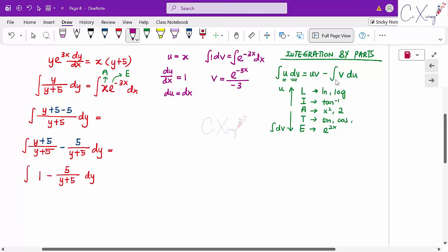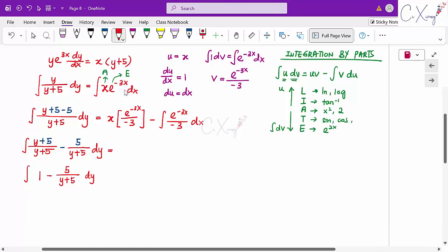I want to apply the formula now, uv minus v du, on the right-hand side. uv is what? u is the x, so I just put x. What is the v? v is this whole thing, so I'm having e negative 3x over negative 3, minus integral of v du. So you copy the integration sign. What is your v again? This is your v, e negative 3x divided by negative 3. Then what's your du? du is actually the dx.